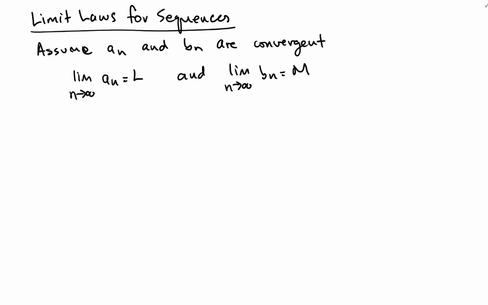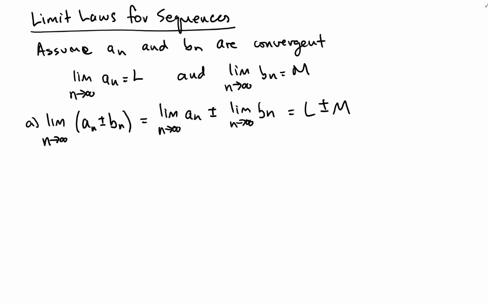So if we start with one sequence a sub n and another sequence b sub n that are convergent sequences, that way we know that as n goes to infinity, a sub n goes to L because it converges, and b sub n goes to M as it converges. Then we can apply these limit laws. The first one basically being an addition limit law, where if you have the two sequences added or subtracted, then if you apply the limits to each part, you'll get L plus or minus M.